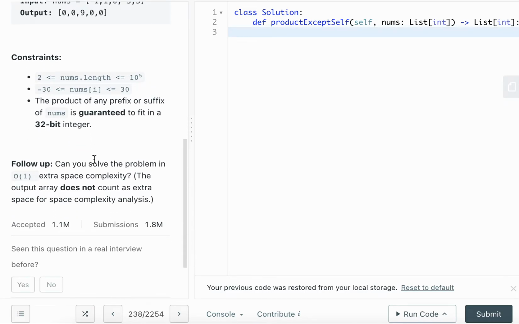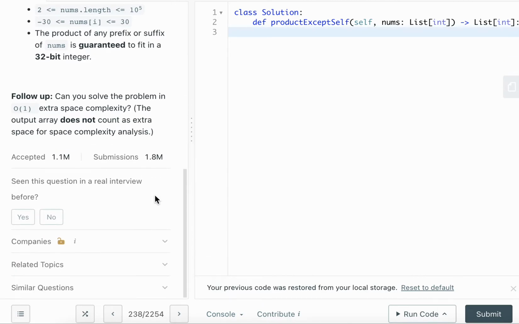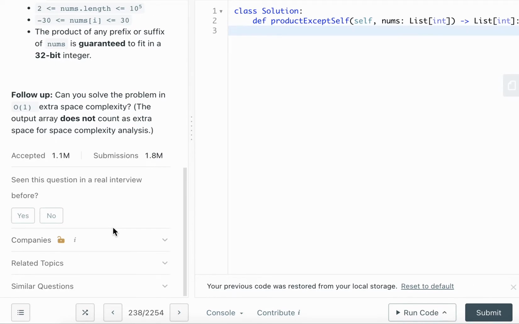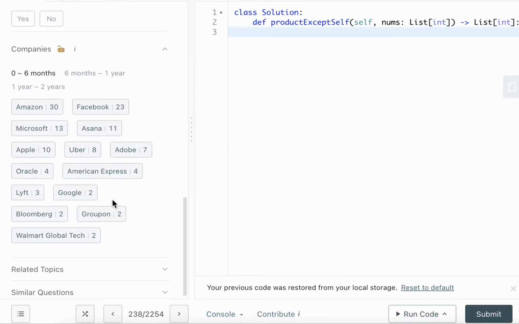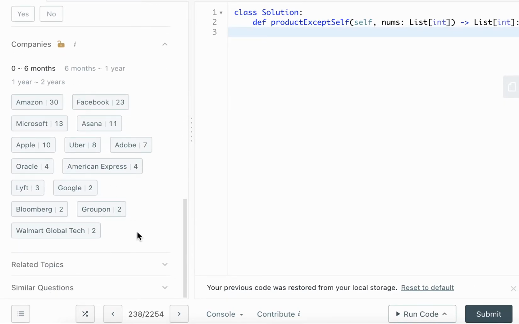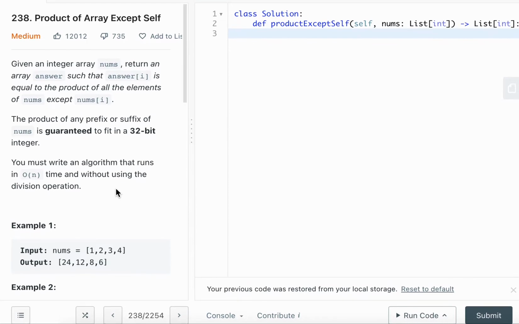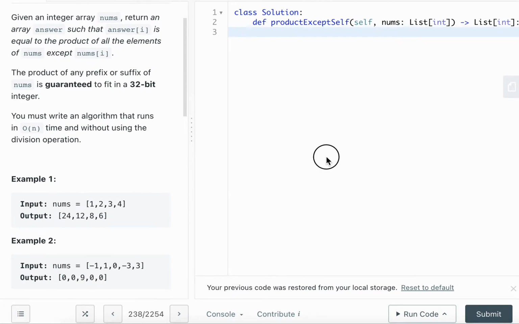And there are some constraints here. And can you solve the problem in O(1) extra space complexity? The output array does not count as extra space for space complexity analysis. This is a follow-up question that you can look into. And for the last 6 months, a bunch of companies asked this question multiple times, so it's an important question to understand how you do it.